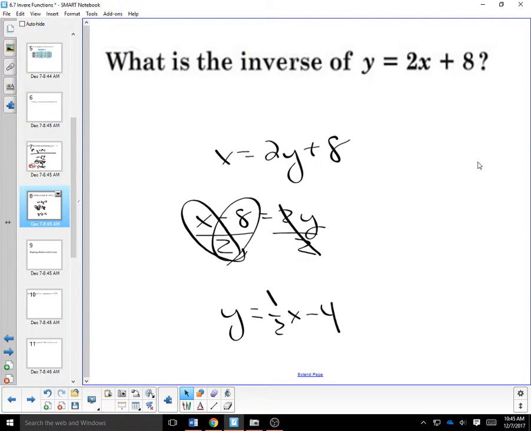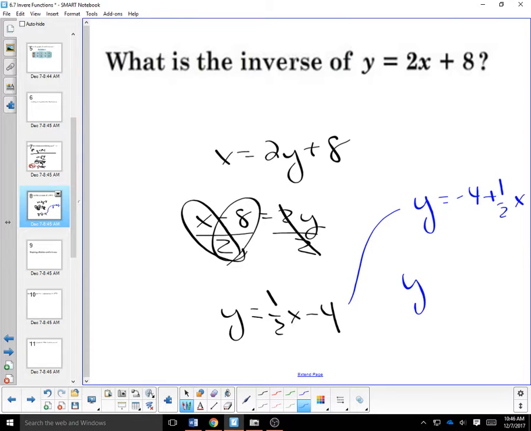I actually got it right. Negative 4 plus 1/2 x? Yeah, it'd be the same thing as x minus 8 over 2. Here's some other versions that you might have ended up with. That's all the same.